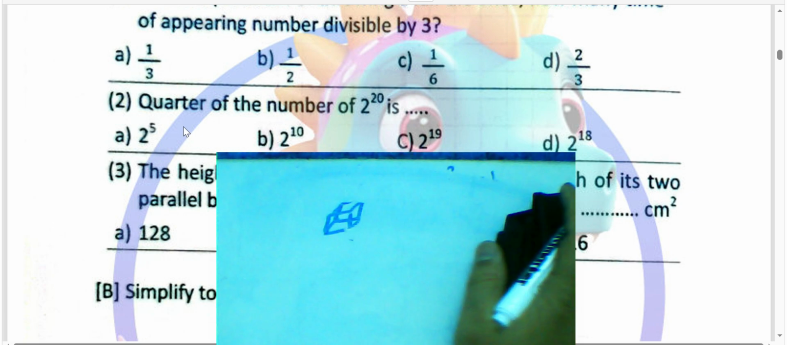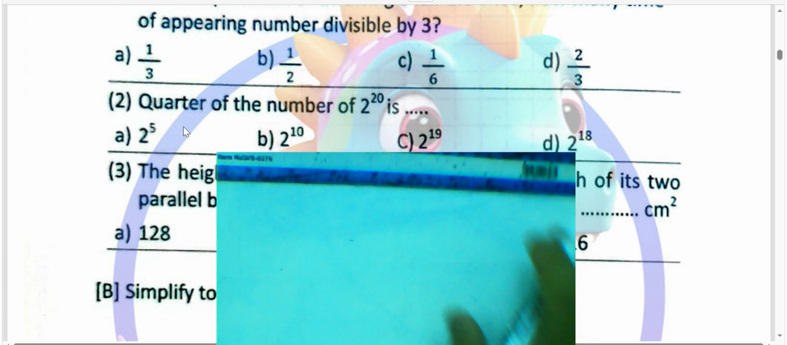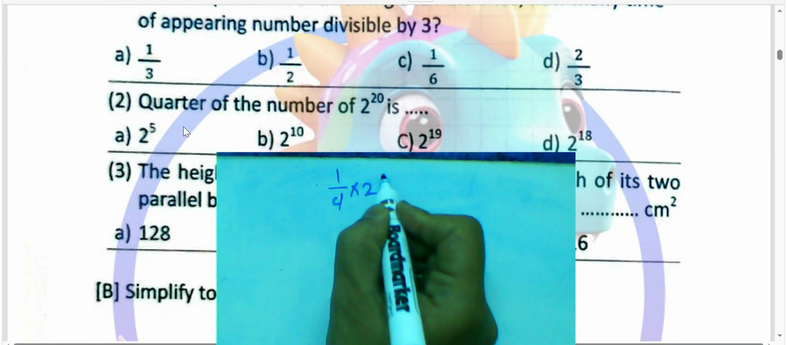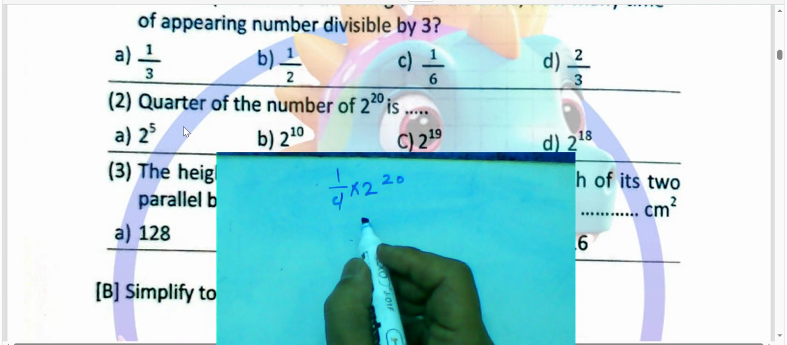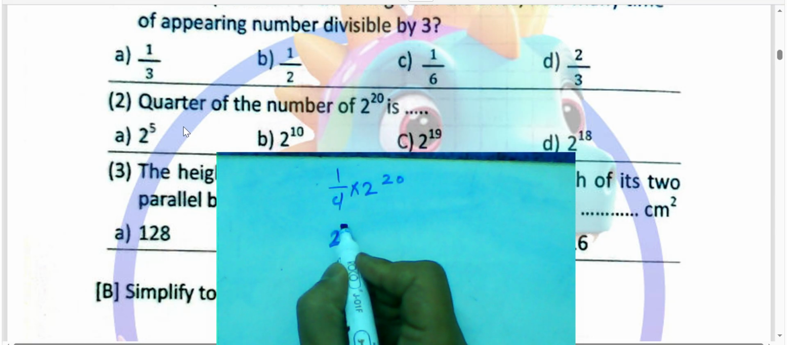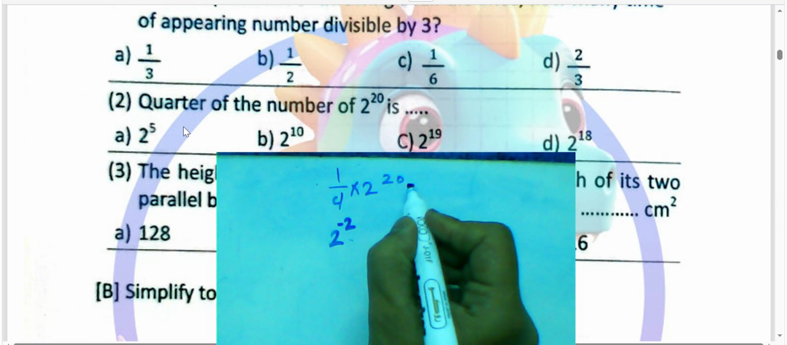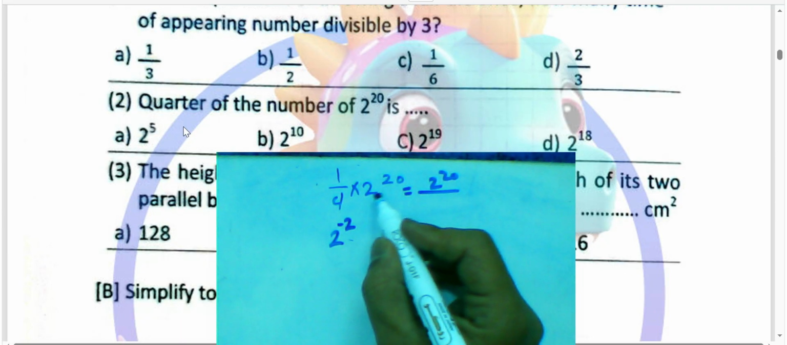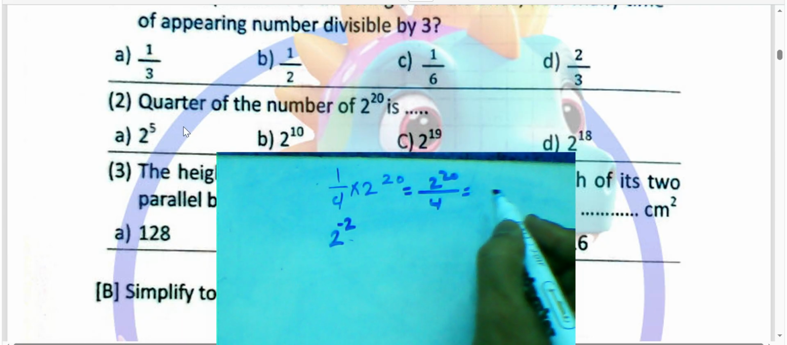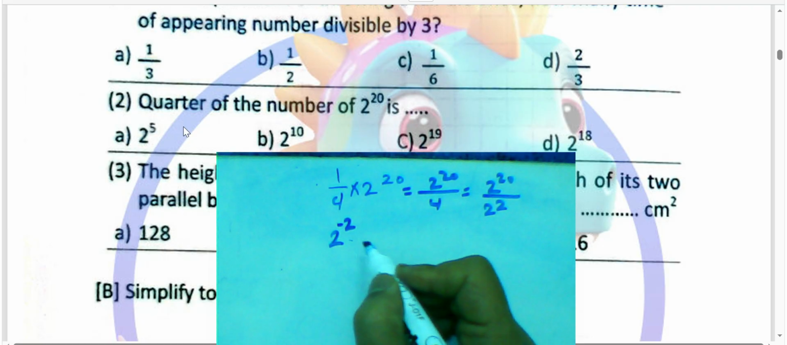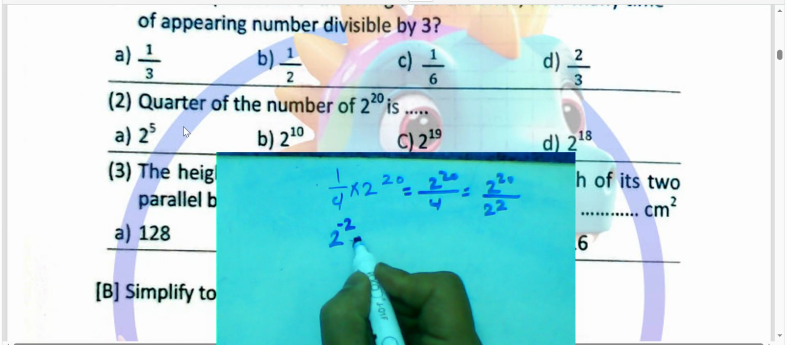Quarter of the number 2 power 20. Quarter means 1 over 4, multiplied by 2 power 20. Look at here, 4 will be 2 power 2 in the denominator, like this: 2 power 20 over 4. And we can write 2 power 20 over 2 power 2. Or you can write this product by 2 power 20.